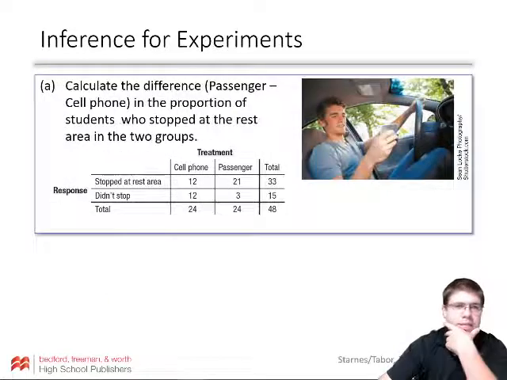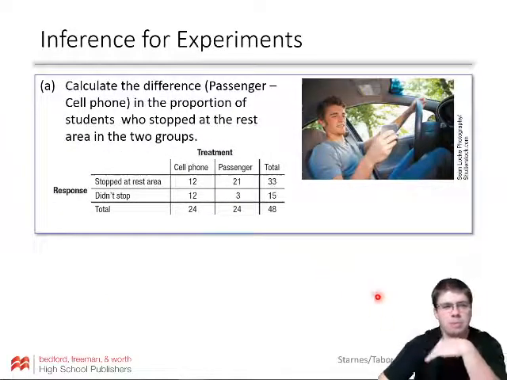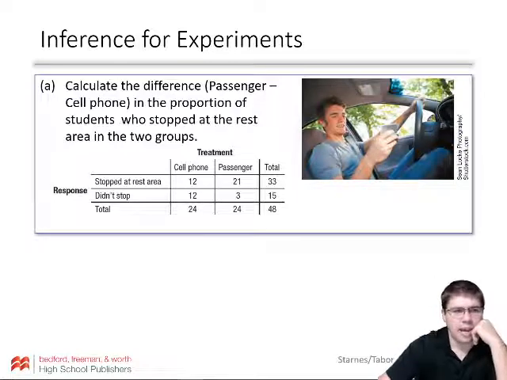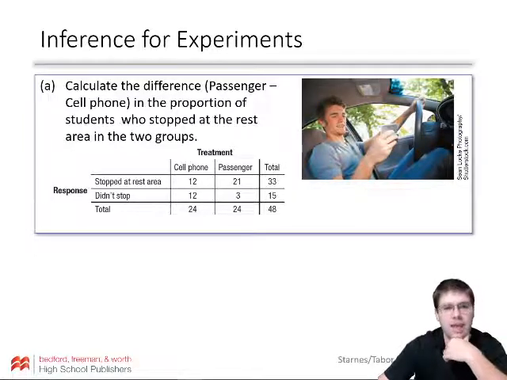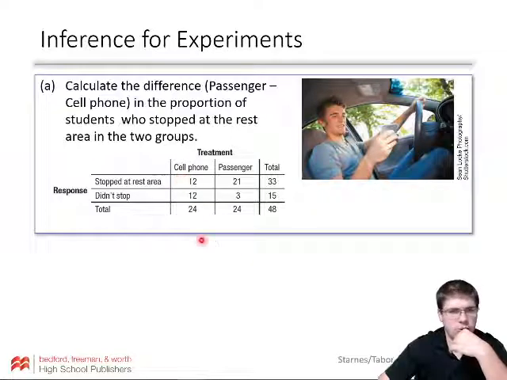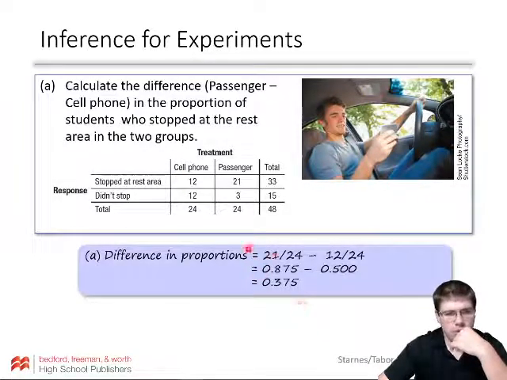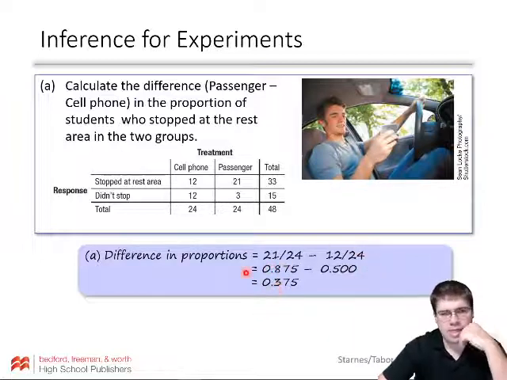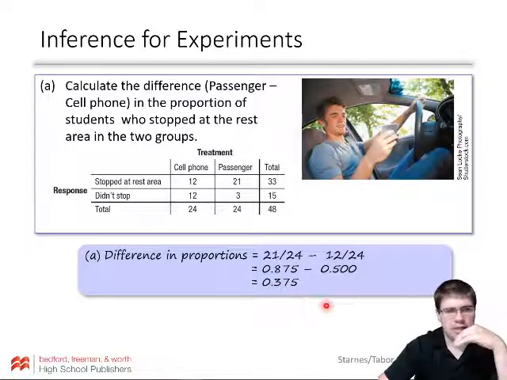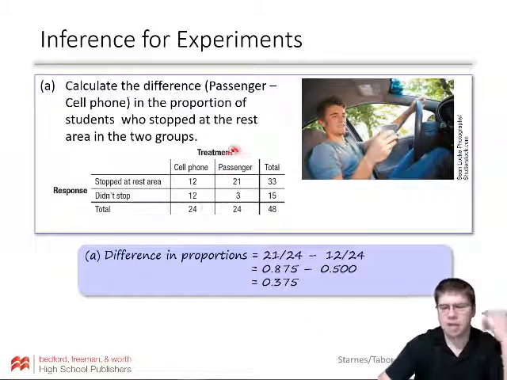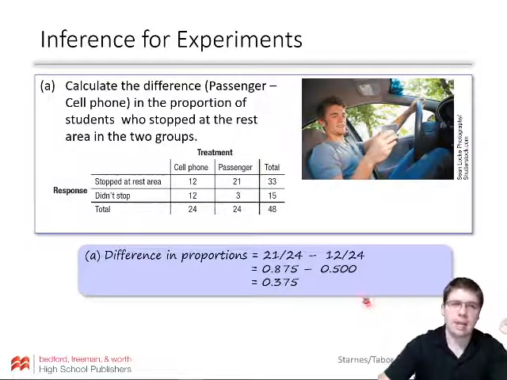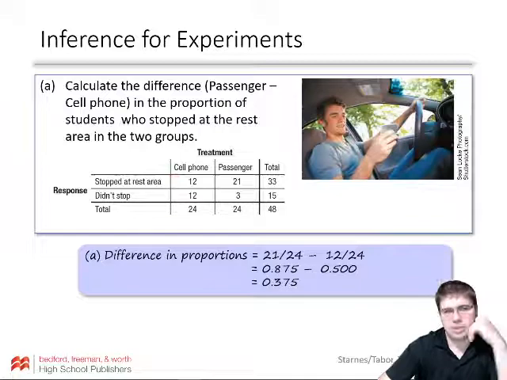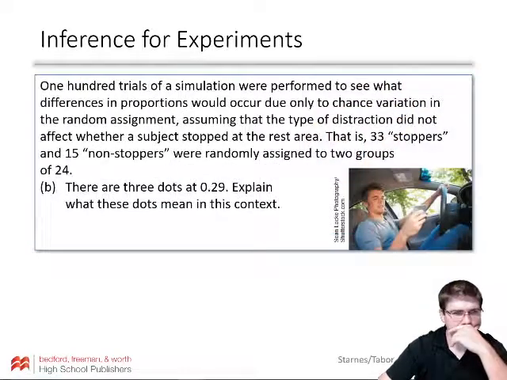So what they said is calculate the difference, passenger minus cell phone, in the proportion of students who stopped at the rest area in the two groups. So our proportion of passengers that stopped was 21 out of 24. And then our proportion of cell phone users was 12 out of 24. So we're going to subtract those two numbers. So 21 out of 24 minus 12 out of 24, so 87.5% minus 50%. Ultimately, the difference was 37.5%. So people who were talking to passengers were 37.5% more likely to stop than the cell phone users. That's what we could say. That's the difference. All right.